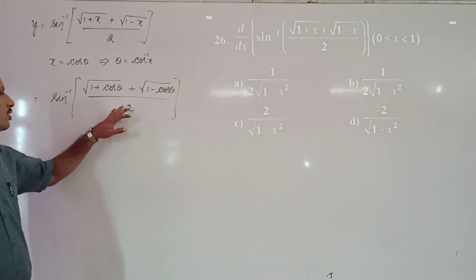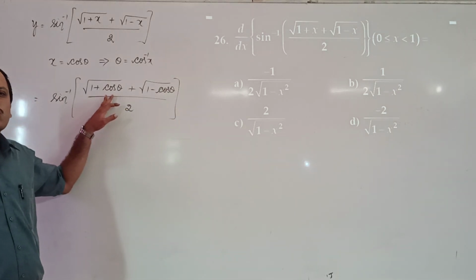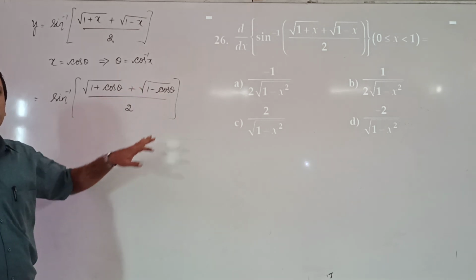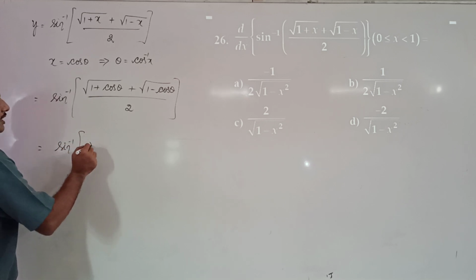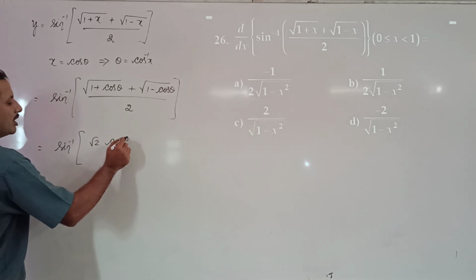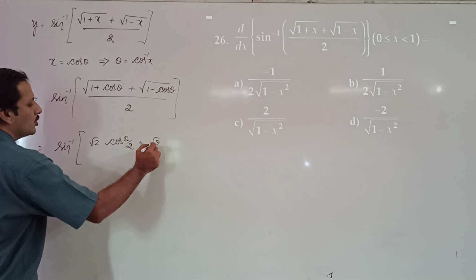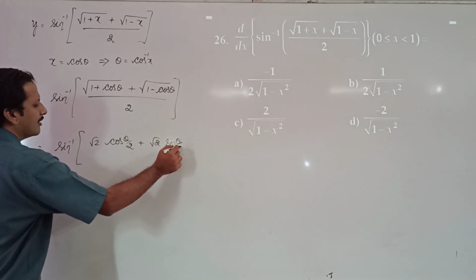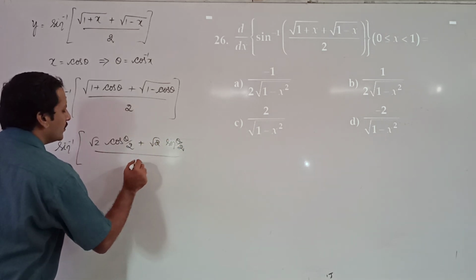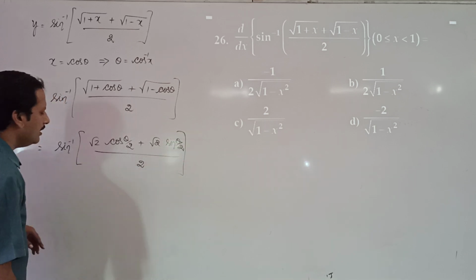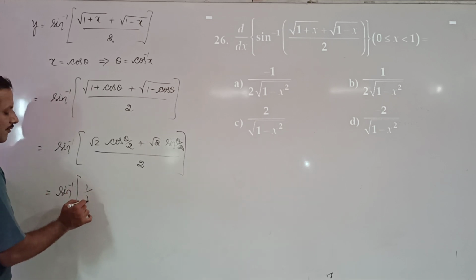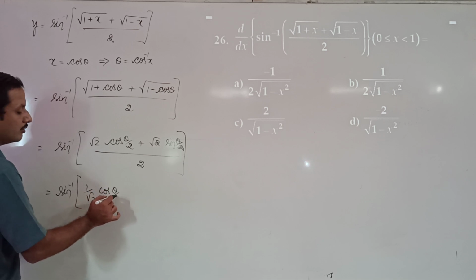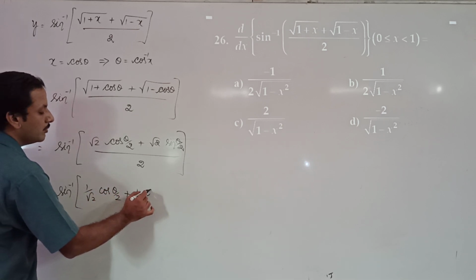1 plus cos theta, we know the formula. 1 plus cos theta can be written as 2 cos square theta by 2. And 1 minus cos theta is 2 sin square theta by 2. Then on simplification, we get (root 2 into cos theta by 2 plus root 2 into sin theta by 2) divided by 2. Okay. So now root 2 by 2 will become 1 by root 2. Right? Sine inverse of 1 by root 2 cos theta by 2 plus 1 by root 2 sin theta by 2.